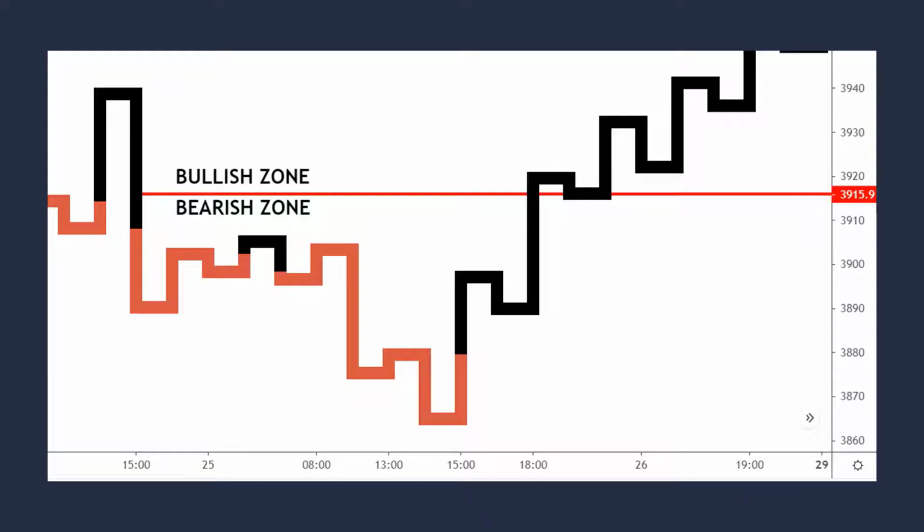Now that bullish bearish zone I drew on, I couldn't find on TradingView, but that might be a function on your charting package, so see if you can add on that sort of middle 50% bullish bearish zone line.